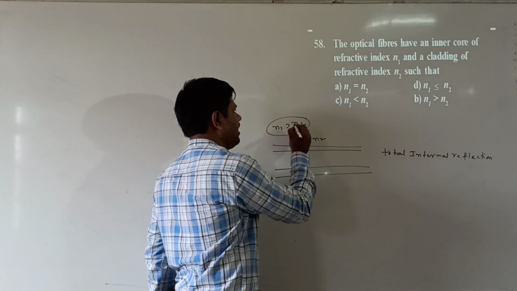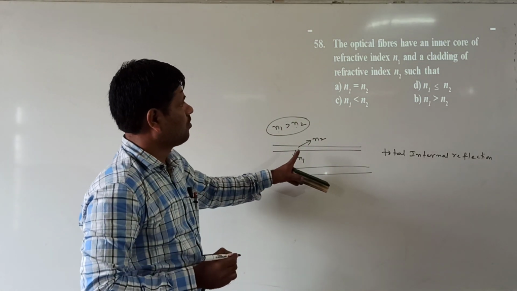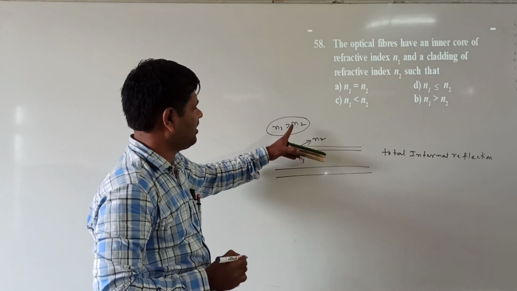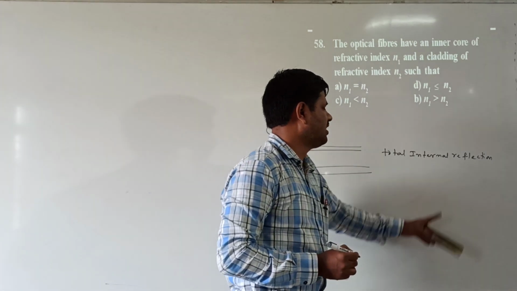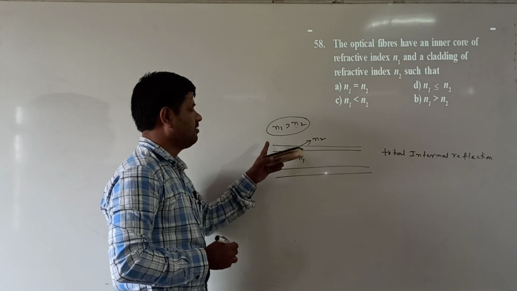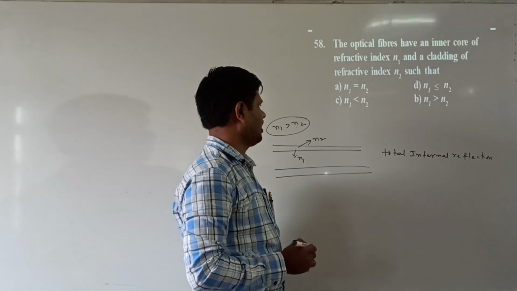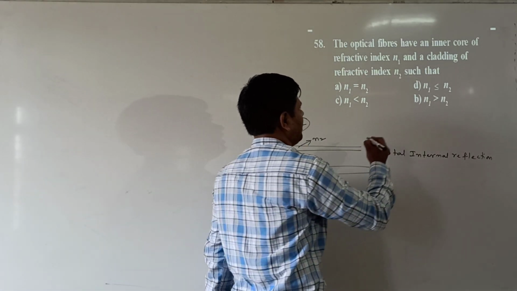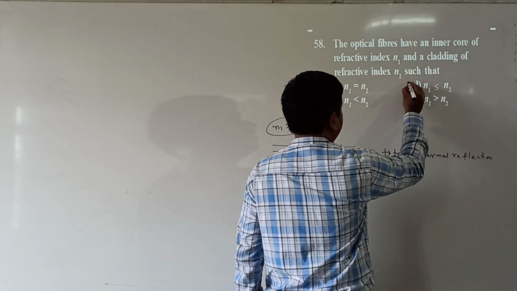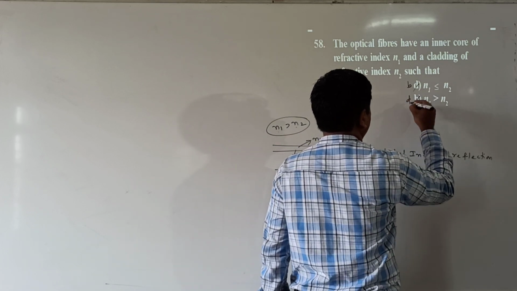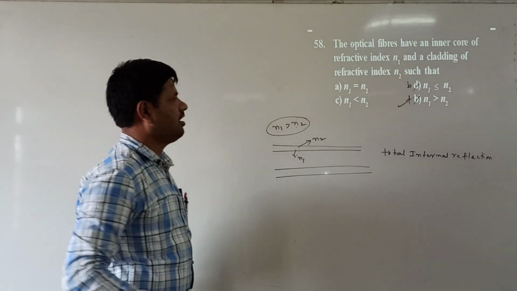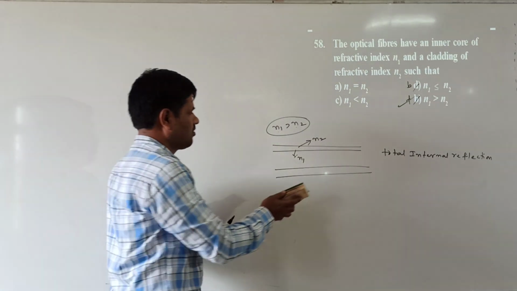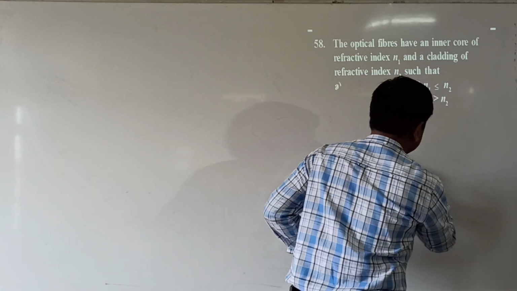When n1 is greater than n2, the refractive index of the core is larger than the cladding, and it shows the phenomenon of total internal reflection. Otherwise, we cannot show total internal reflection. So n1 greater than n2. This is the B option, this is the D option. Which option is correct here? The D option is correct here. This is question number 58.